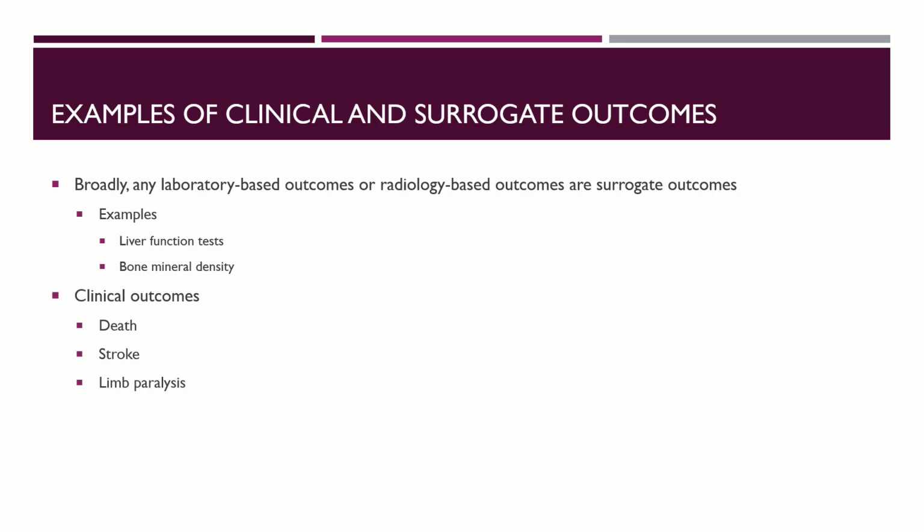Now, some examples of clinical and surrogate outcomes. Broadly, any lab-based or radiology-based outcomes are surrogate outcomes. Example, liver function tests, bone mineral density. Some examples of clinical outcomes are death, stroke, limb paralysis.